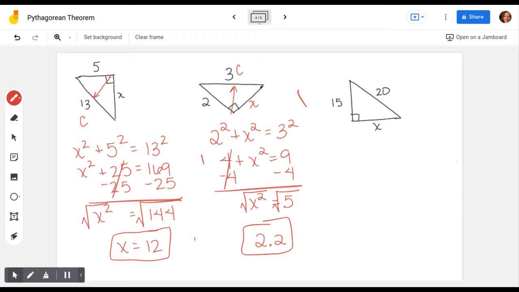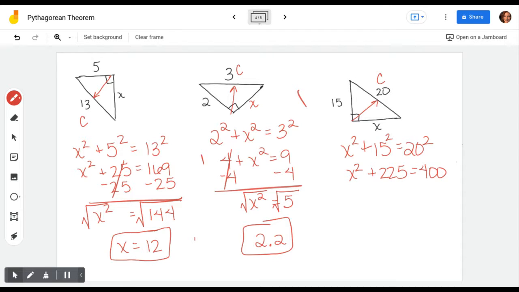Just try one more like that. Identify which one is your hypotenuse. So this is the C here. I'm going to do x squared plus 15 squared equals 20 squared. So then I do my exponents. x squared plus 225 equals 400.